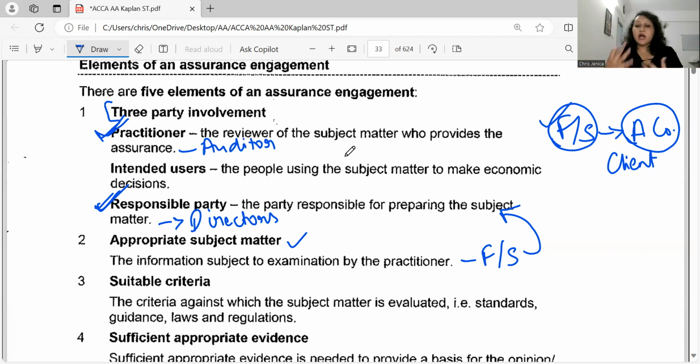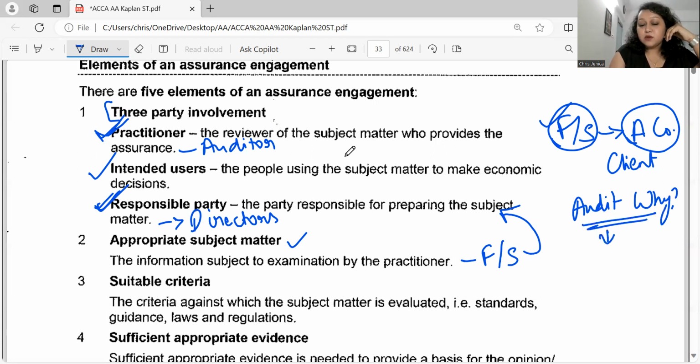Now, why are the financial statements being prepared and why are we auditing the financial statements? Who is actually going to use this audit report? They are called the intended users. Basically, why do we audit the financial statements? You need to understand that. Why do we audit? We are going to report on the truth and fairness of the financial statements.